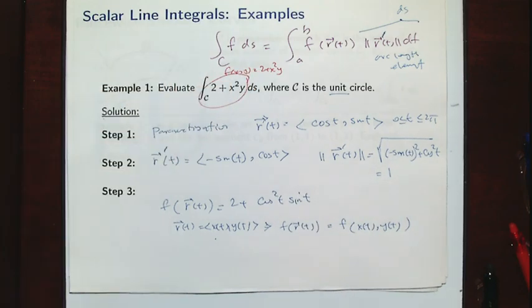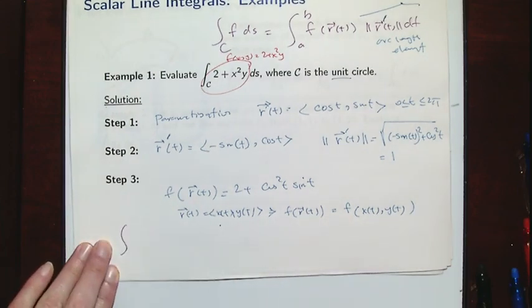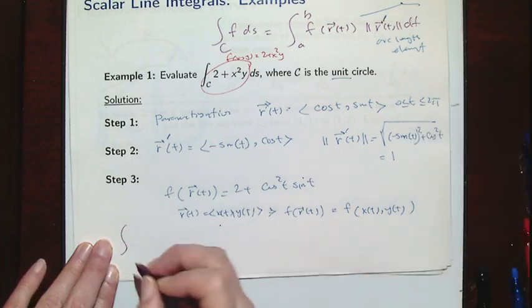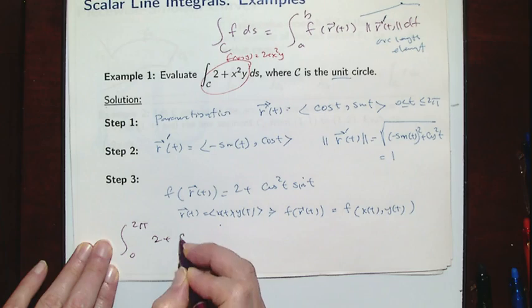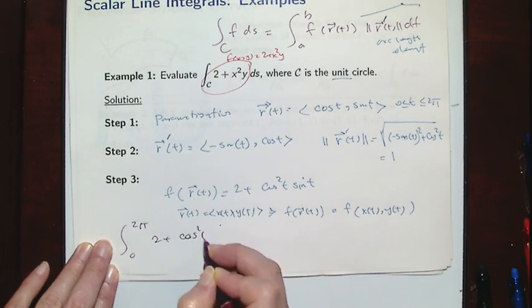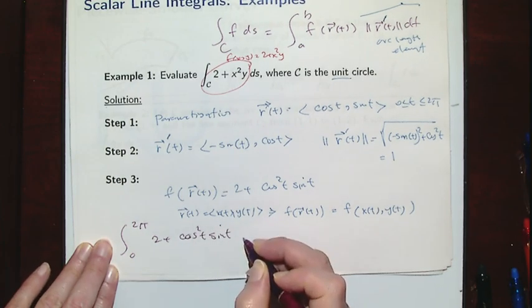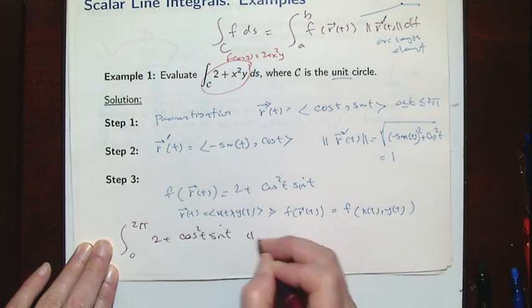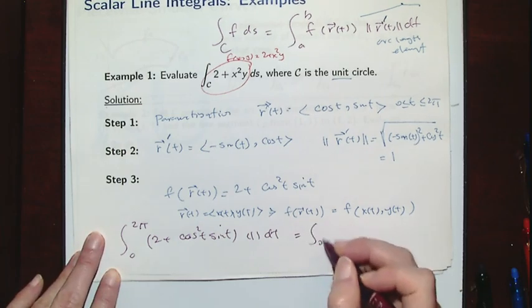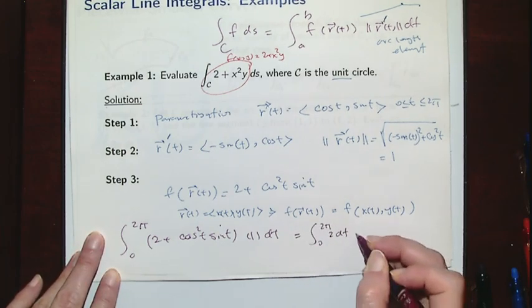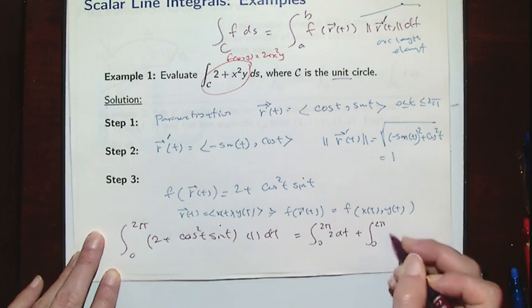Everybody okay so far? Can I set up the integral? Integral, oh, what are a and b? 0 and 2 pi. And I have 2 plus cosine squared t, sine t. Then I have 1 dt. Do we know how to integrate this? So I integrate 0 to 2 pi of 2 dt plus integrate 0 to 2 pi.